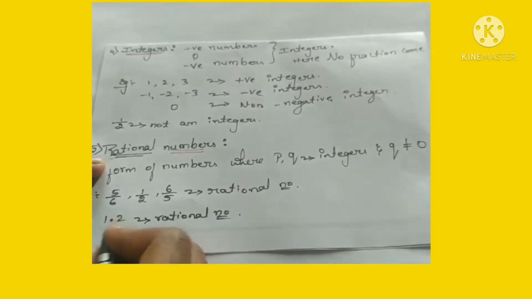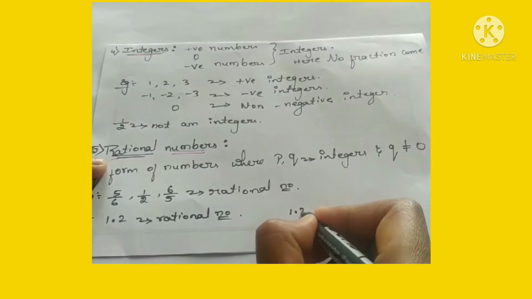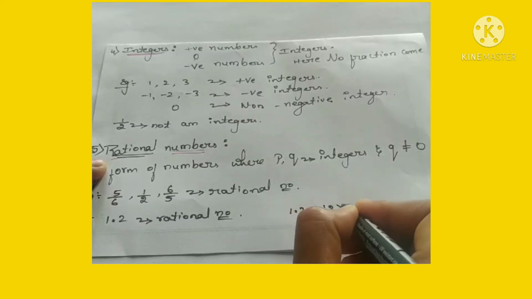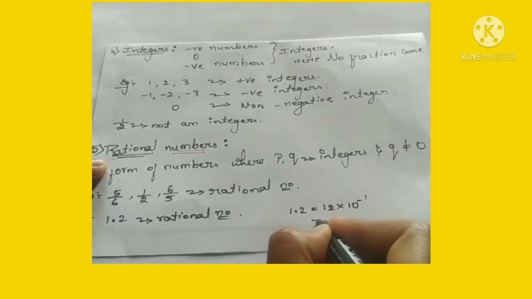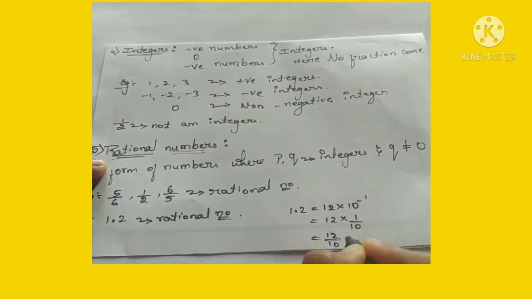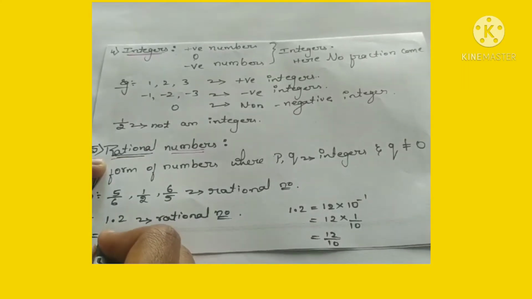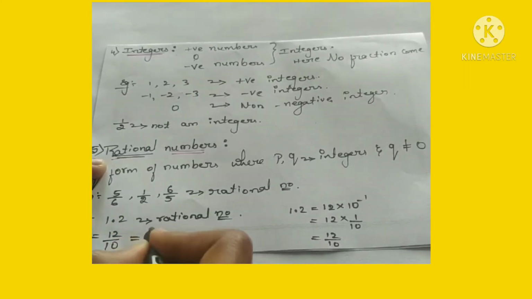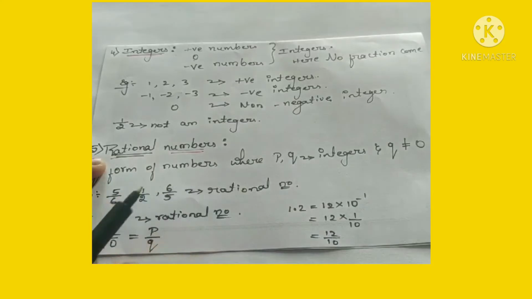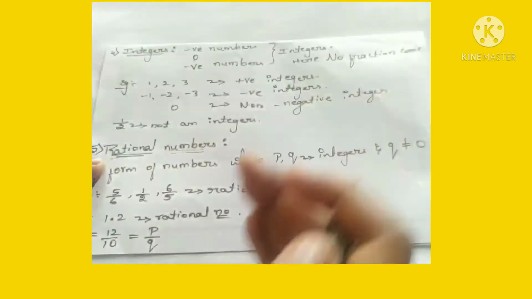Why is this a rational number? Because 1.2 can be written as, when we shift this point to the right side, 12 into 10 to the power of minus 1, which is 12 into 1 by 10, which is equal to 12 by 10. So we can easily write 1.2 is equal to 12 by 10, which is of the form p by q. Here 12 and 10 both are integers and q is not equal to 0. So it satisfies all the conditions. So 1.2 is also a rational number. This is all about rational numbers.